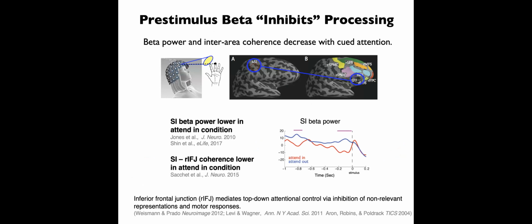We've also done these studies where we cue the subject, pay attention to your finger or your foot. And we find that when we say pay attention to the hand, we look in the hand area, these beta rhythms decrease in the post-cue pre-stimulus period. This decrease is in coordination with circuits in the frontal cortex, and in particular, the right inferior frontal junction, which is known to mediate top-down attentional control via the inhibition of non-relevant representations or motor responses. And so what these results are suggesting is that beta rhythms are getting out of the way with attention in order to have optimal information processing in that hand representation.